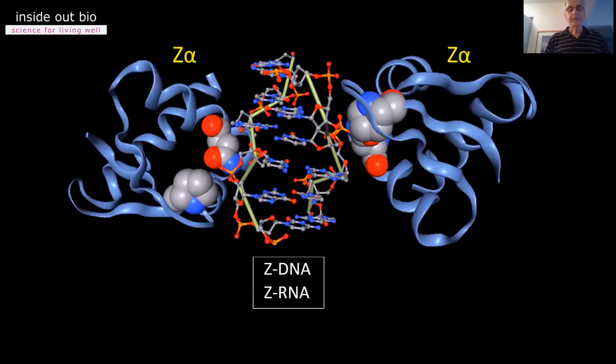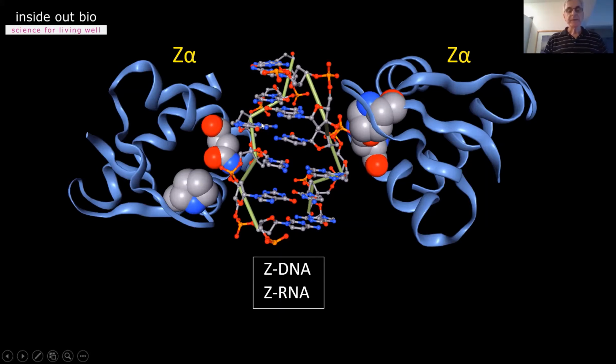So here's the structure of the first ever Z-DNA specific protein that we isolated, and it's bound to left-handed Z-DNA. You can see the backbone of the DNA is zigzag, and that's how Z-DNA got its name, for a zigzag backbone. You can also see that the Z-alpha domain contacts the Z-DNA helix in a very specific manner, and it's very structure specific, and the binding is very, very tight.